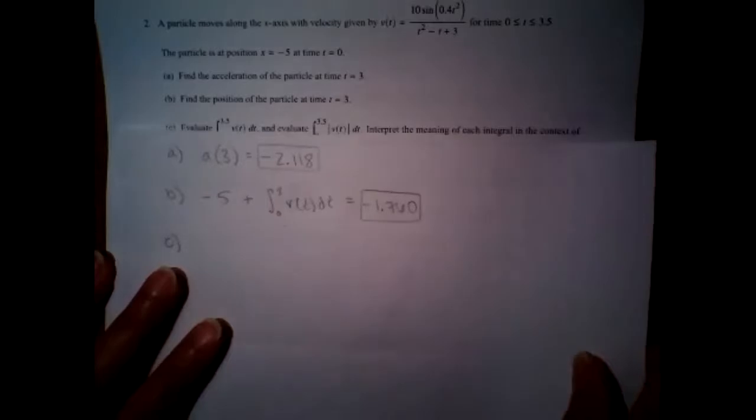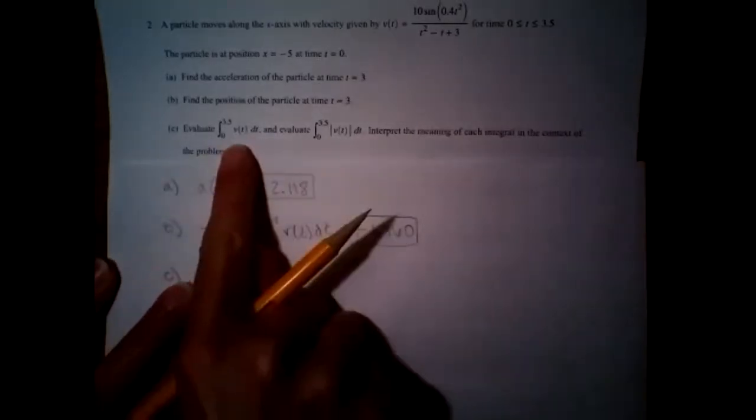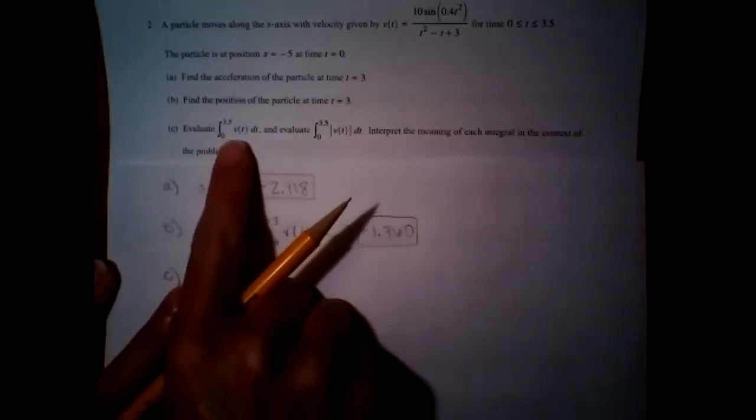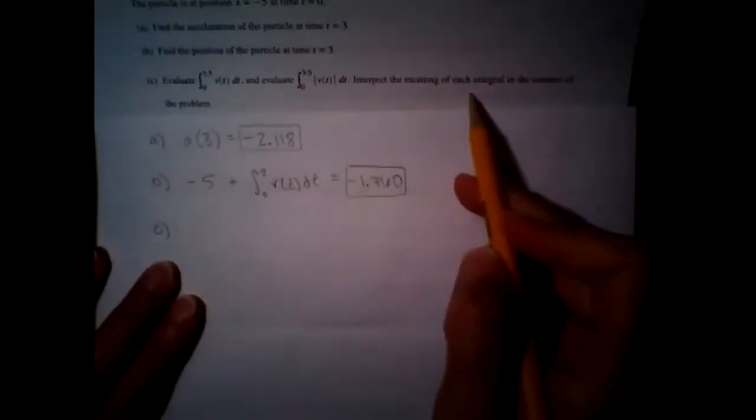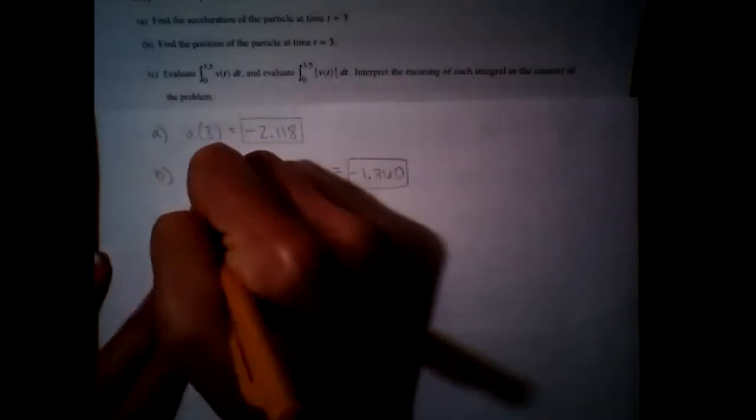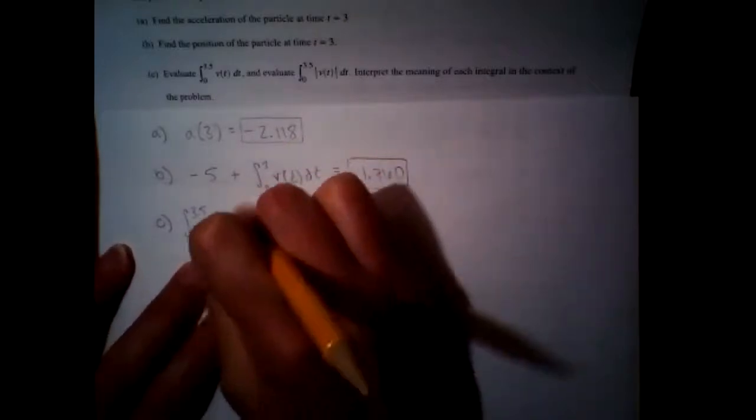All right, letter C. Evaluate this and this. The only difference is one has an absolute value and one doesn't. Interpret the meaning of each integral in the context of the question. It's weird that they're asking for that because there aren't any units in this problem, but oh well, we'll still write a sentence. All right, so doing this first one, oh, whoops, that equals. I can't write and talk at the same time.